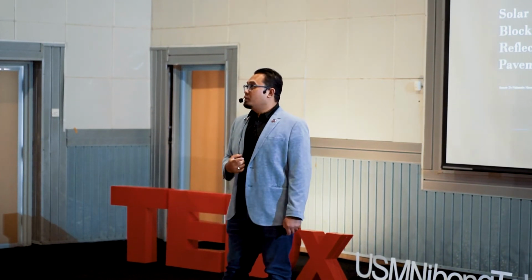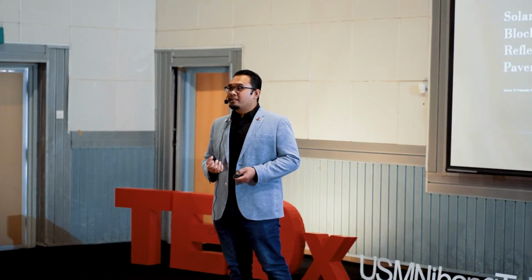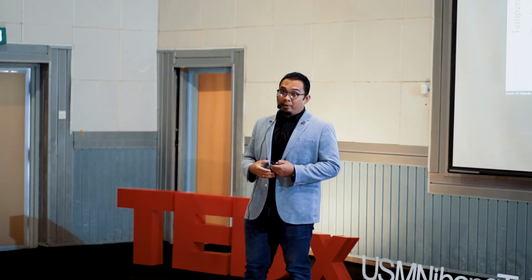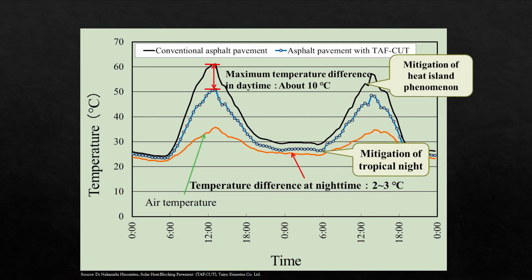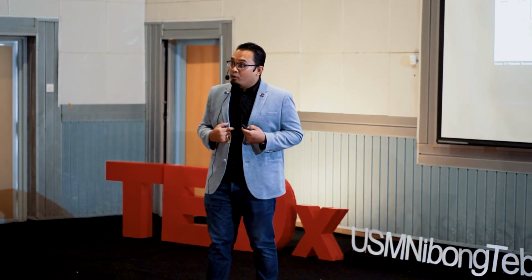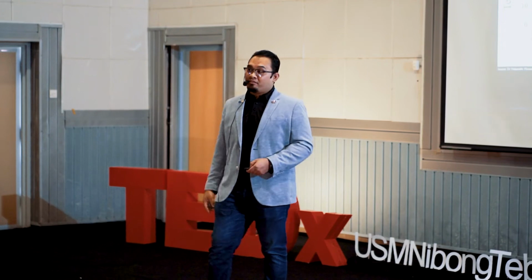So what do the Japanese do? They came up with a heat reflective pavement, or heat blocking pavement. This pavement reflects the heat and does not store it, so at night we feel comfortable. They are going to use this material for the Olympics next year, as you know Japan will be hosting the Olympics. From the graph, you see it reduces the temperature of the pavement by about 10 degrees Celsius and reduces the nighttime temperature by about 2 to 3 degrees Celsius. Maybe you say it is not so significant, but 1 degree Celsius is significant for our body. When you switch on the AC, you put 24, you put 25, you can feel the difference.